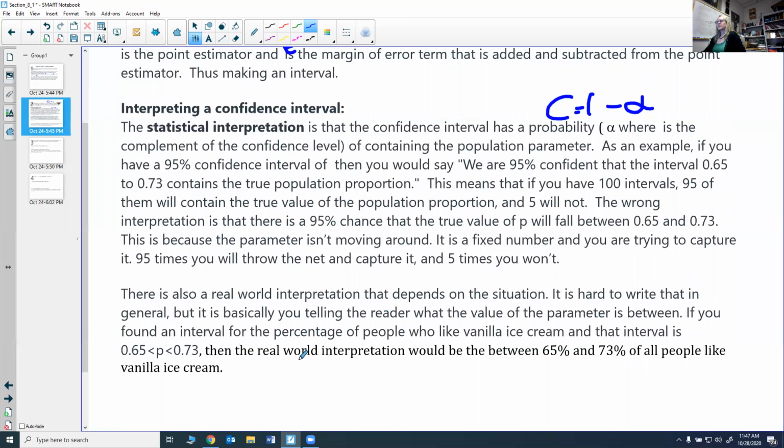The real world interpretation depends on the situation. It's kind of hard to write a general statement, but let's say I want to look at the percent of people who like vanilla ice cream, and my interval is 0.65 to 0.73. Then the real world interpretation would be that between 65% and 73% of people like vanilla ice cream. So that's what it would look like.